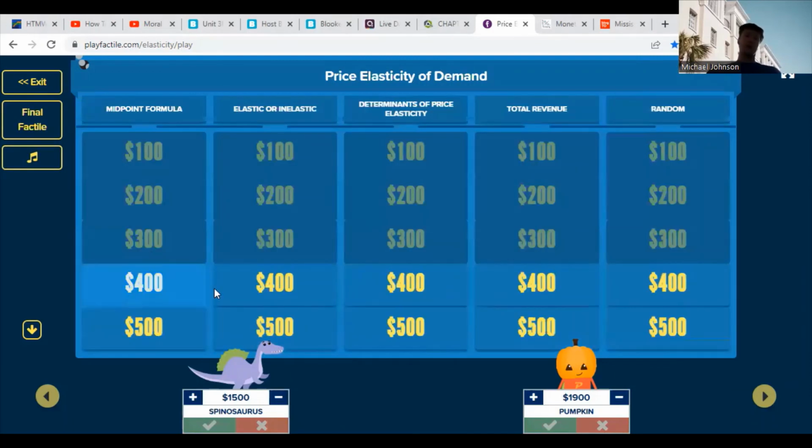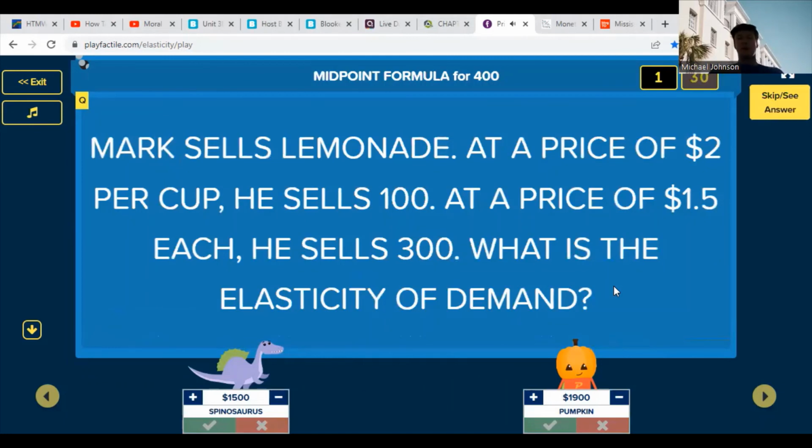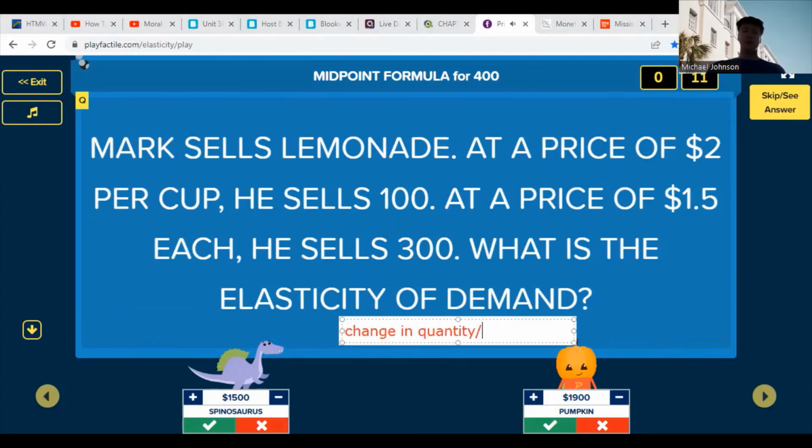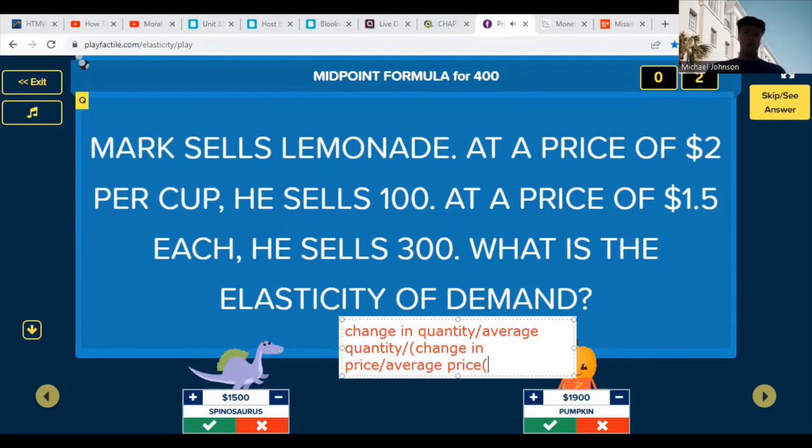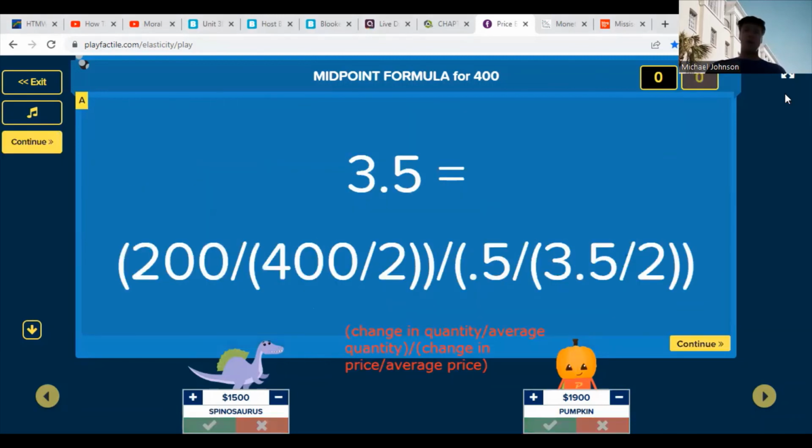Sorry, I didn't phrase that one correctly. Sorry for that. So Mark sells lemonade at a price of $2 per cup. He sells 100. At a price of $1.5 each, he sells 300. What is the elasticity of demand? So calculate that with the formula. That would be change in quantity divided by average quantity, divided by change in price divided by average price. So it'll be 3.5.